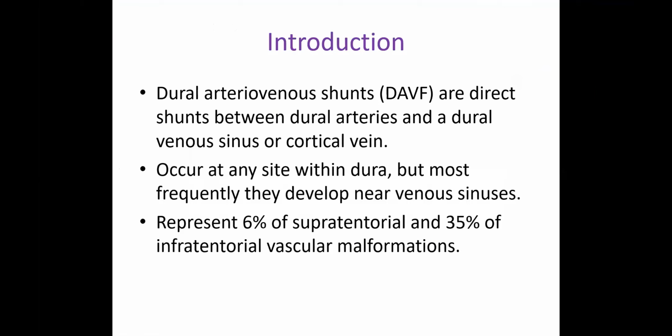Well, I'd like to start with the introduction. Dural arteriovenous shunts are direct shunts between the dural arteries and the dural venous sinus or cortical veins. They occur at any site within the dura, but most frequently they develop near the venous sinuses. They represent 6% of supratentorial and 35% of infratentorial vascular malformations.